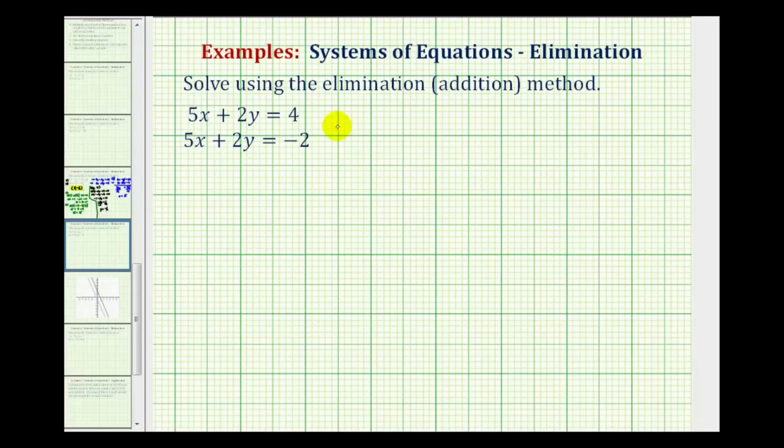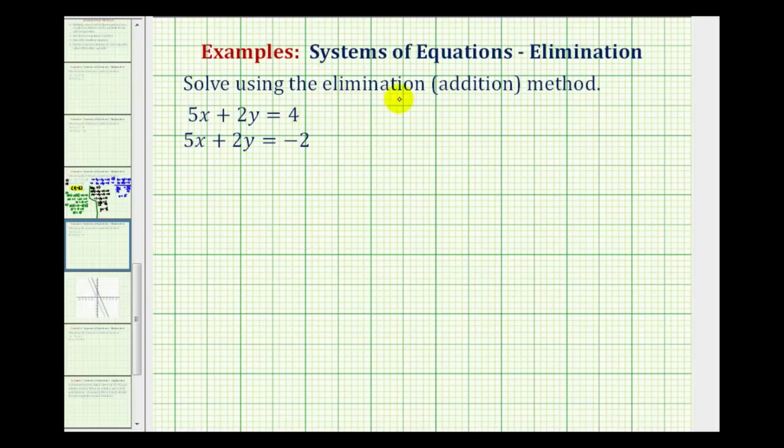We want to solve the system of equations using the elimination method, sometimes called the addition method. To solve a system of equations, we're looking for an ordered pair, or an x and y value, that would satisfy both of the equations. But we should also keep in mind that when solving a system of linear equations, it is possible to have no solution as well as an infinite number of solutions.